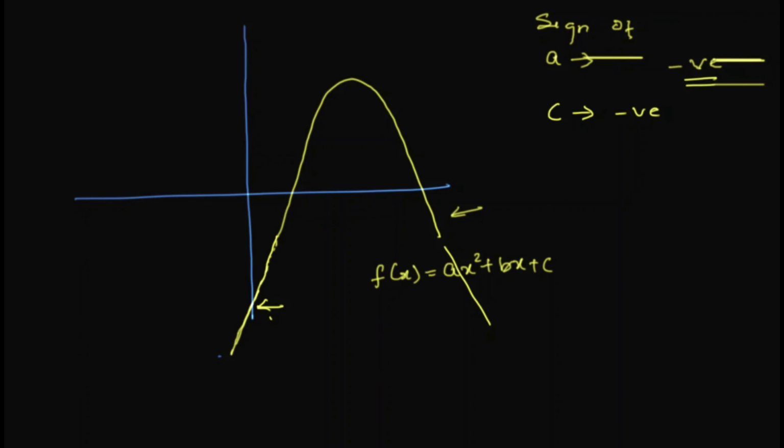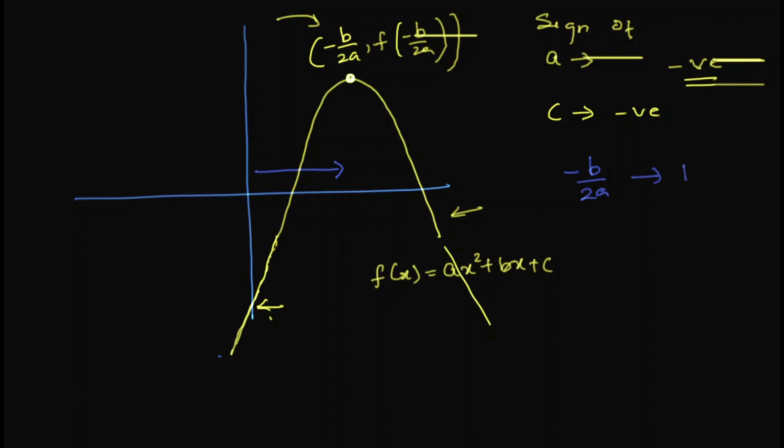How about B in this case? To find out the sign of B, we have to go to the vertex. Vertex now is the maximum point of the parabola. Vertex would be minus B over 2A, comma, the function value at that very point. So we won't bother about the y coordinate. Let's look at the x coordinate there. X coordinate, let me use a different color for this. Minus B over 2A is on the positive side, isn't it? It's on the positive side of the x-axis. So this overall value should be equal to positive.